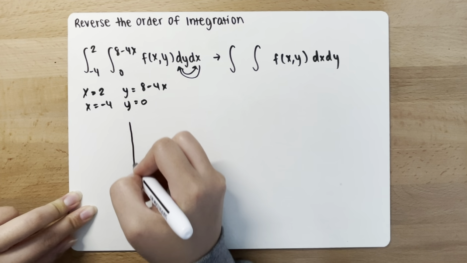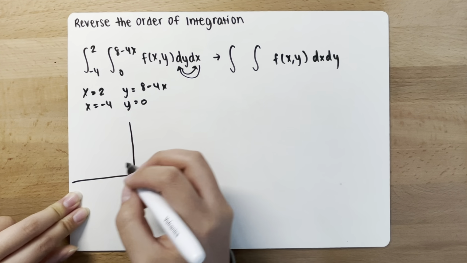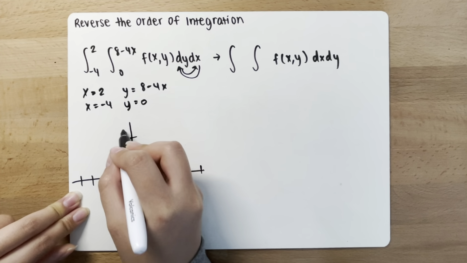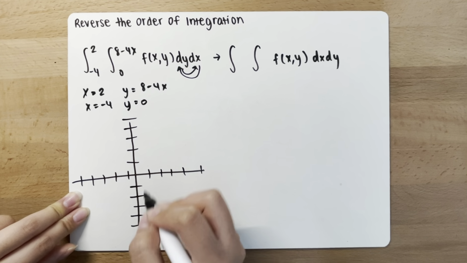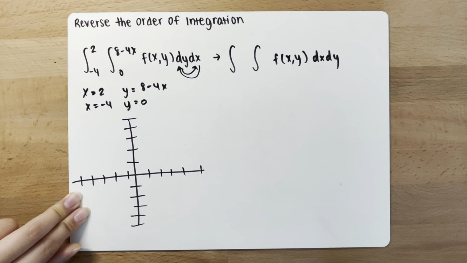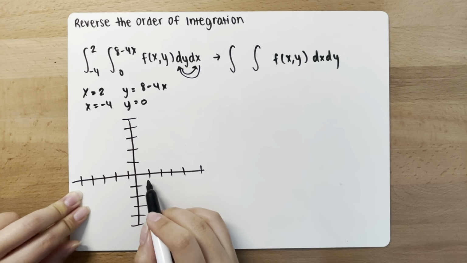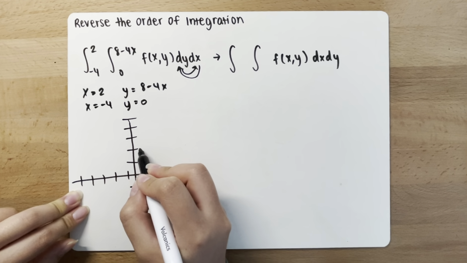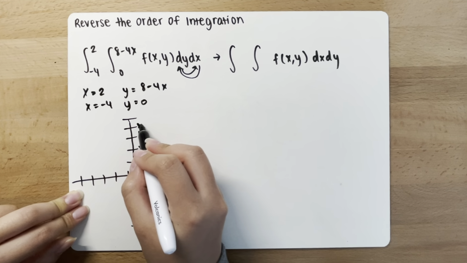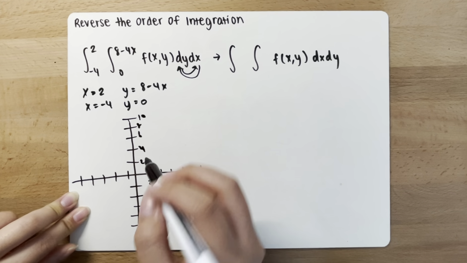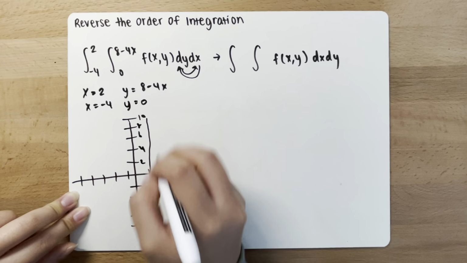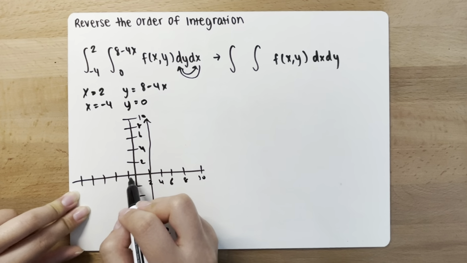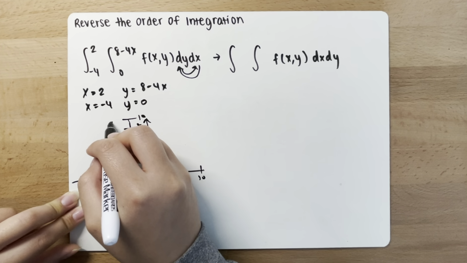The second step is you want to graph. This graph is going to be in increments of 2, up to 10. Begin by graphing x equals 2. Label your line x equals 2, and x equals -4.